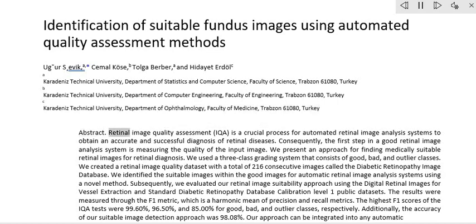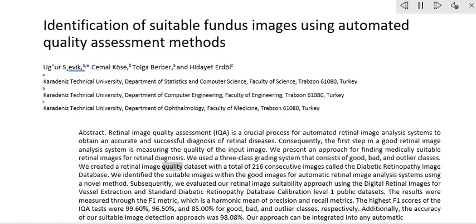Abstract. Retinal image quality assessment, IQA, is a crucial process for automated retinal image analysis systems to obtain an accurate and successful diagnosis of retinal diseases. Consequently, the first step in a good retinal image analysis system is measuring the quality of the input image. We present an approach for finding medically suitable retinal images for retinal diagnosis. We used a three-class grading system that consists of good, bad, and outlier classes.